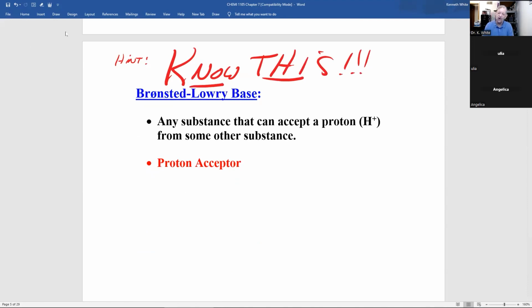Hint, know this. And what's a Brønsted-Lowry base? Any substance that can accept a proton, being H plus, from another substance. A better way of remembering it is a Brønsted-Lowry base is a proton acceptor. If I'm a Brønsted-Lowry base, hey, give me your protons. Give me your proton. I want your proton because I'm a Brønsted-Lowry base.